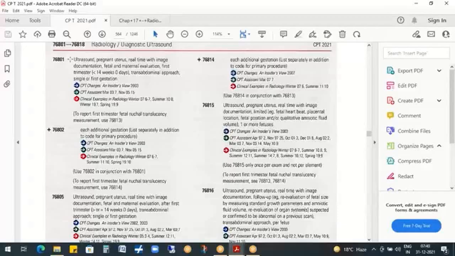Codes are based on the first key term: remote afterloading. Underline the term remote. Remote afterloading. In that, superficial. Superficial means on the surface of the skin.